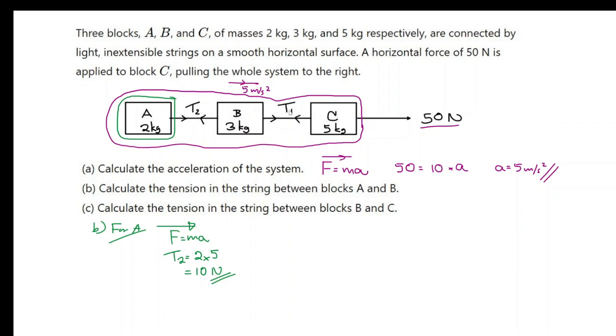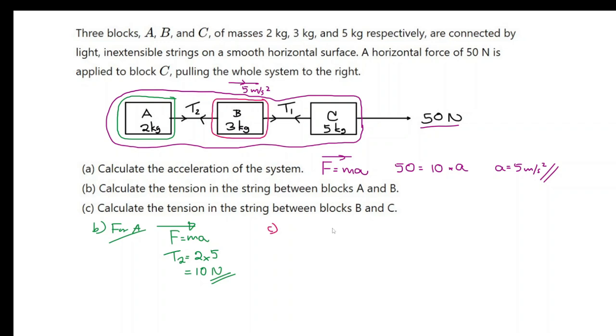Now, I have two options to do this. I can either consider mass B and do it, or I can consider mass C and do it. So let's do it for mass B. Now, here's my system. Now look at this system. The mass is 3 kilograms and there are two forces acting on it. One is to the right, T1, the other one to the left, T2.